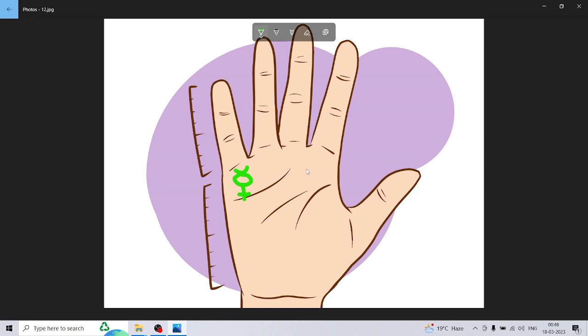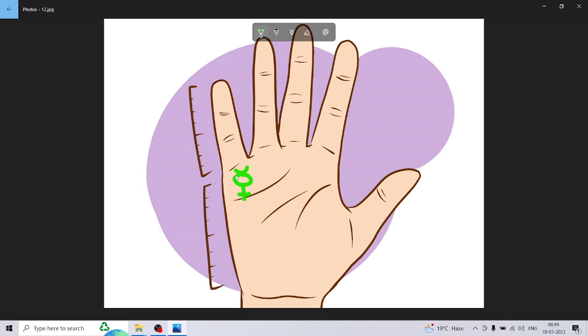This remedy that I'm giving you right now, you can use to increase the power of any planet, and you don't have to wear a gemstone for it. I have given you the remedies through gemstones, but if you are lacking finances or you don't want to wear it, just make the symbol on your hand and it is going to work the same.